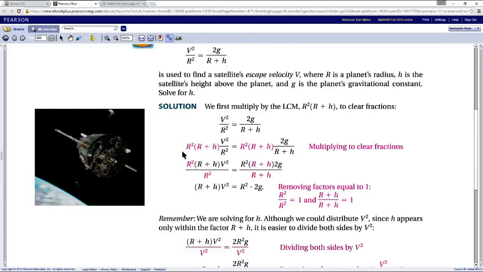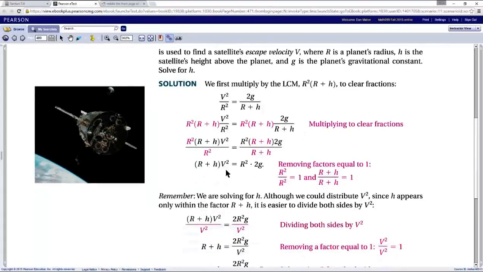Well, by multiplying, here's that LCM, or least common multiple, the thing that's going to clear my fractions, right? I know that if I take this and multiply it by both of these fractions, I'll end up with no fractions. So they multiply and they clear the fractions, and they end up with this right here. Now removing the factors equal to 1, we have some things where I look for R plus H over R plus H is 1, and those kinds of things. So that's what they're talking about here, simplifying some fraction stuff. Okay.